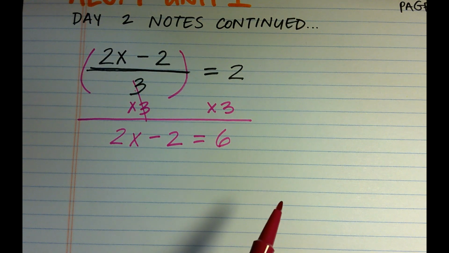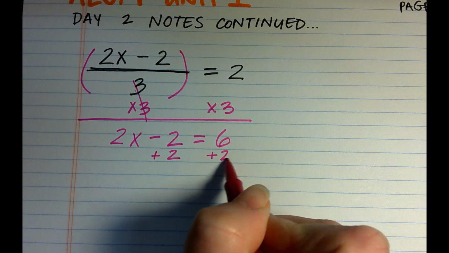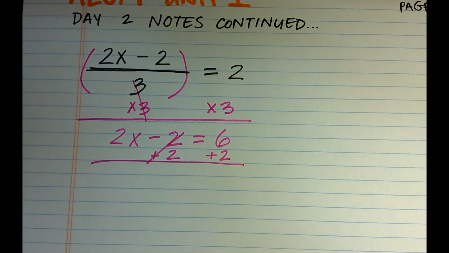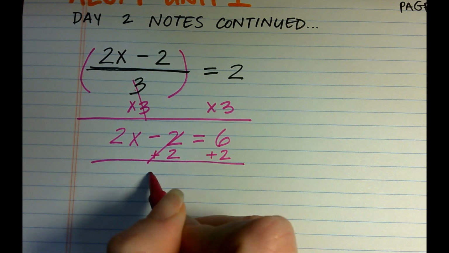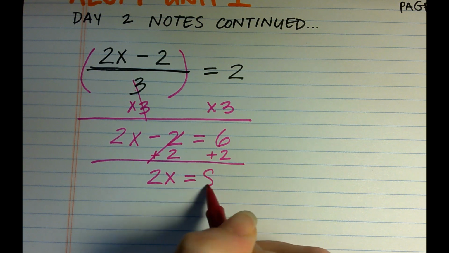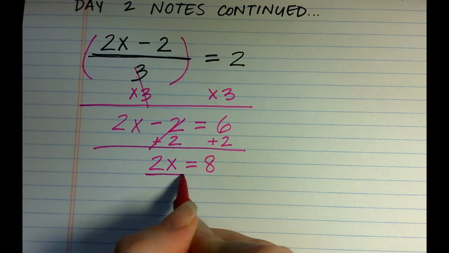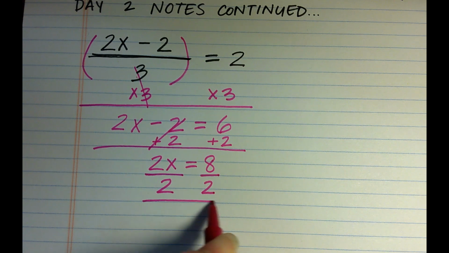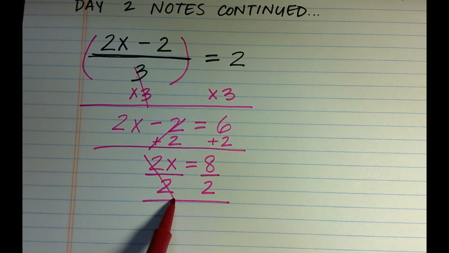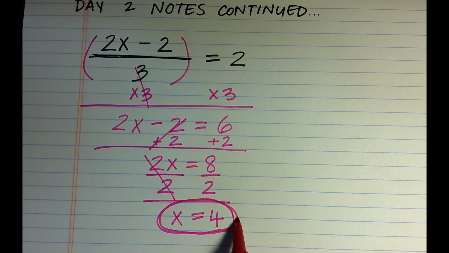Okay. What will we do next? Add 2. Okay. My 2's cancel. What gets brought down now? 2x equals 8. Beautiful. And last step? Divide. Perfect. So we have multiplication, and so we will do division, right? And 8 divided by 2 is 4. So we'll get x equals 4. That is our answer.